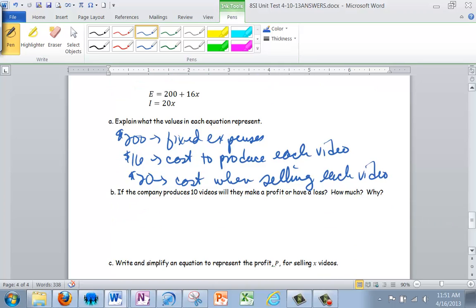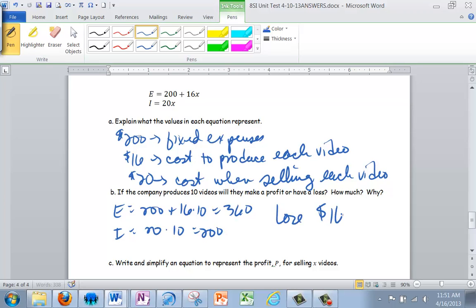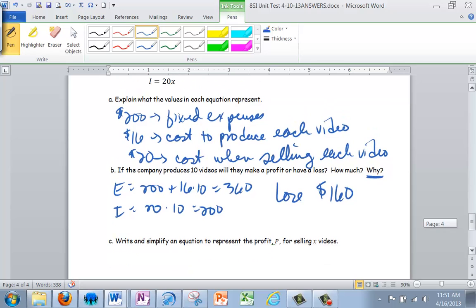If the company makes 10 videos, how much profit will they make or loss? Many of you calculated this very nicely. So the expenses would be 200 plus 16 times 10, that's $360. The income would be 20 times 10, which is $200. So if your expenses are more than your income, then you're losing $160. So you have to explain in some way, shape, or form that the expenses were higher than the income, and that's why.